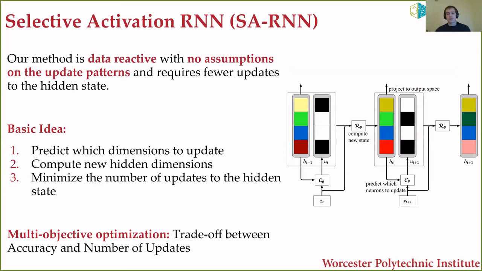And the basic idea of how this method works is, at any given time step, we're going to predict which dimensions to update in the hidden state, and then we're going to actually compute only the new hidden dimensions for the hidden state. And along the way, we're going to try to minimize the number of updates to the hidden state. This is naturally a multi-objective optimization problem, where on one end, you allow the hidden state to update as much as it wants, and that'll achieve the maximum accuracy with respect to a given task of the RNN. On the other hand, we don't let it update at all, and it doesn't learn anything about the input data. So somewhere in between, we're going to have high accuracy and very few updates to the hidden state. And we'll show that this exists in our experiments.